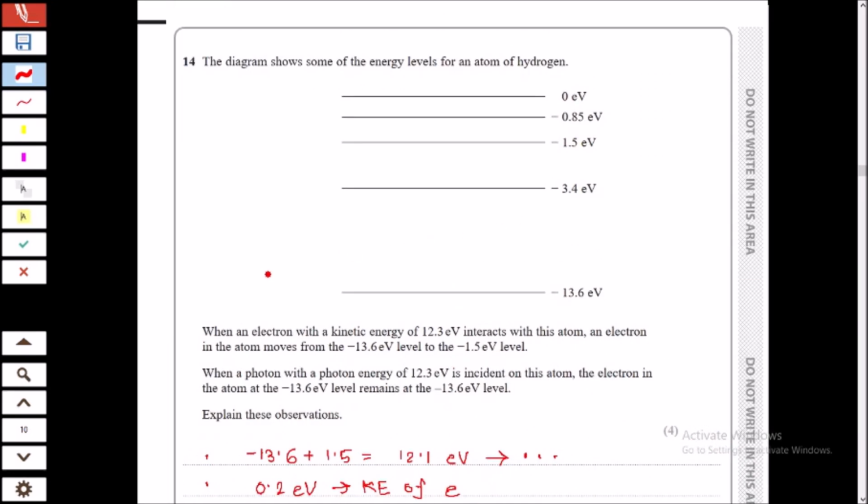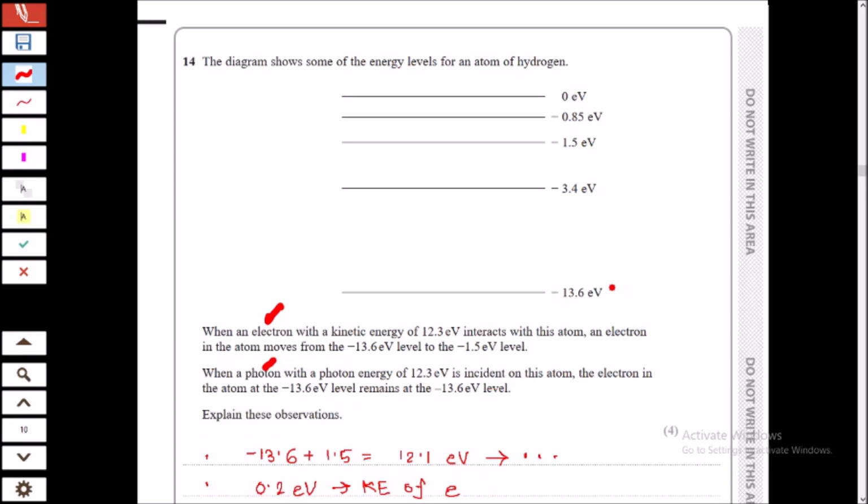Okay, take a moment to read the question. So what happens is, when we have an electron with a kinetic energy of this much, it interacts with the atom, and an electron in the atom moves from this level to this level. But when we give a photon with the same amount of energy, nothing happens. The electron stays at −13.6. So the only difference is, first we put in an electron, then the experiment was working, the electron was shifting, but when we give a photon of the same amount of energy, the electron is no longer shifting.